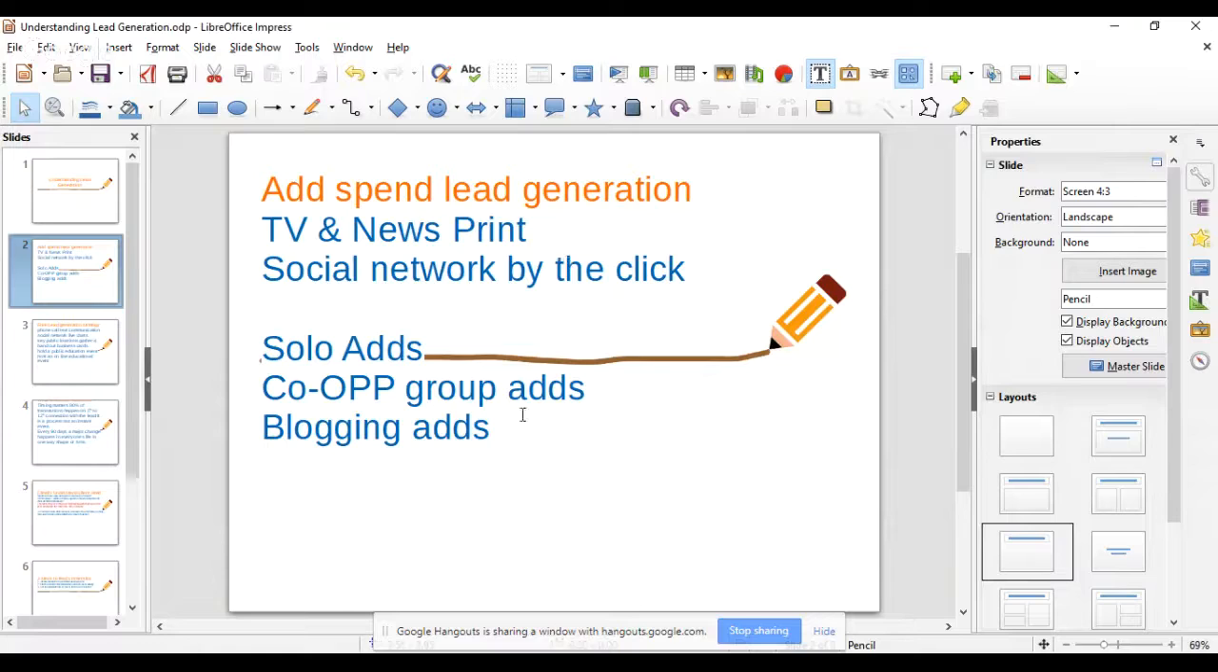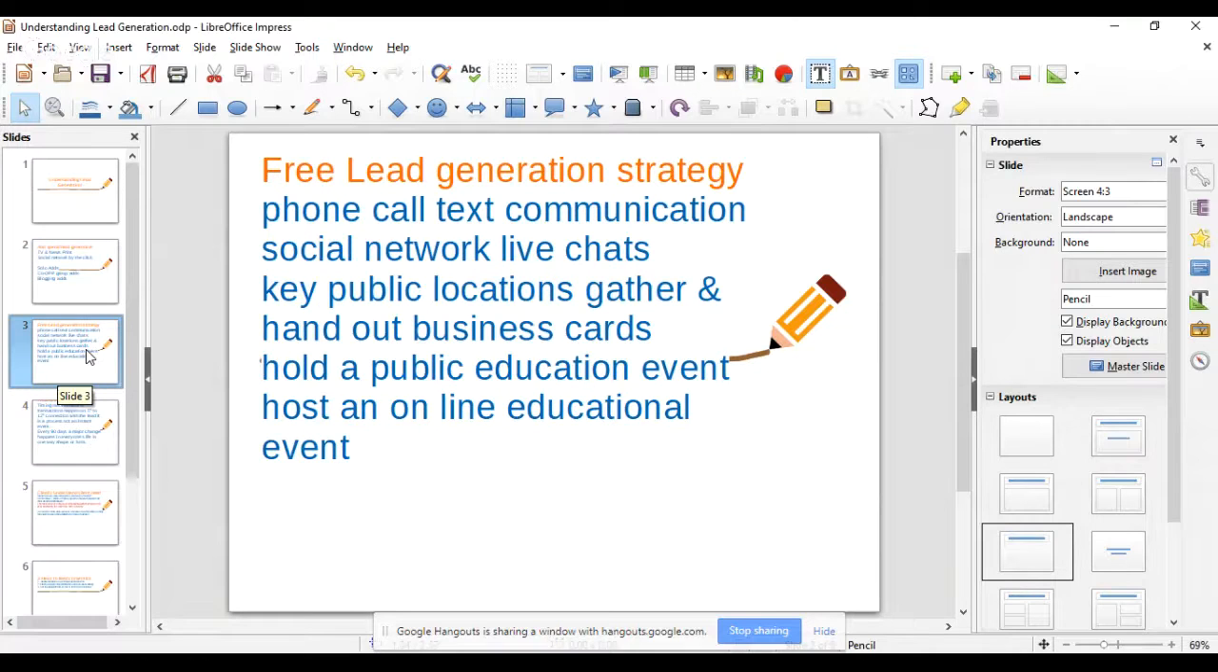There's also co-op group ads where several people form a group together and they'll go in on different advertising of other sorts. And there's professional blogging advertising that can be done. So that kind of covers the ad spend part of lead generation. Now let's dive into free lead generation strategy.